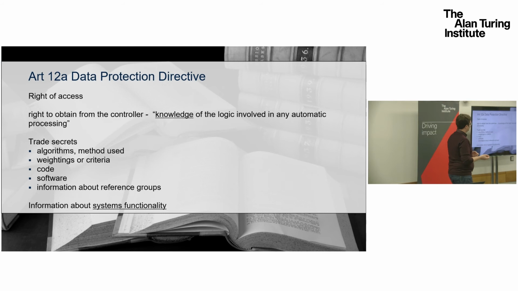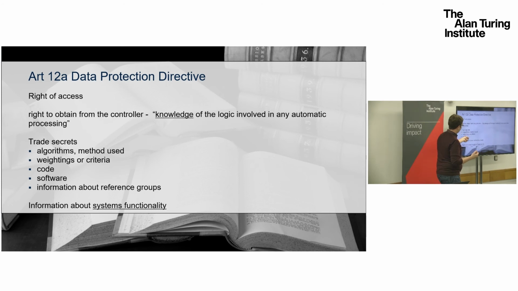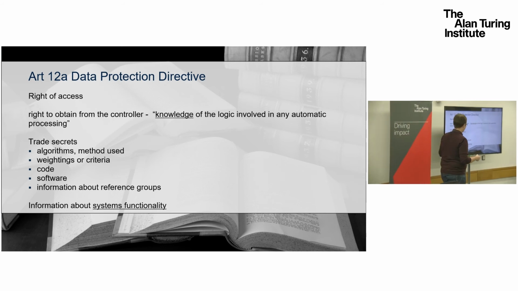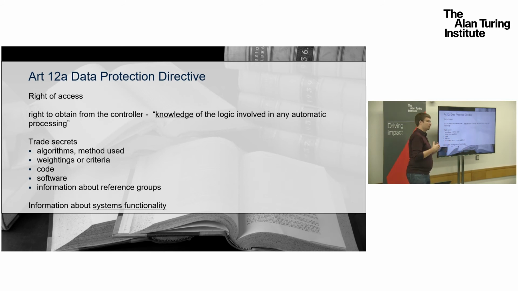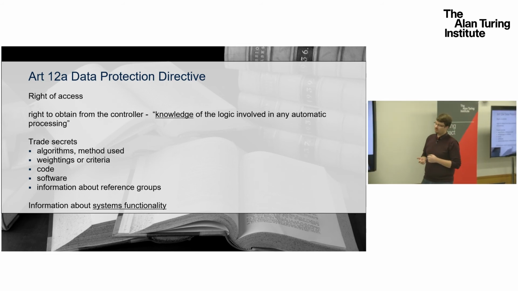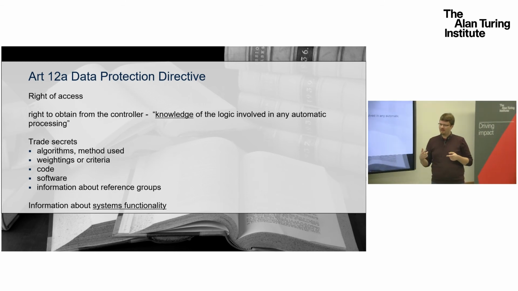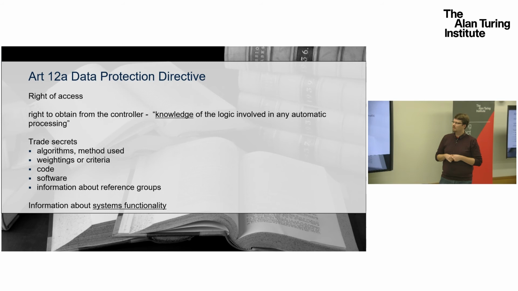And basically what the jurisprudence has decided is that what this right means, and you have a similar right in the GDPR, is that you get this system functionality overview. You don't get to know about the algorithm or the method used, the code. You don't have access to the software itself. You don't get to know about the weightings or criteria. You don't get any information about reference groups that are used. It's just this very broad overview. You get very little access to anything that could be perceived as a trade secret. And that's something that we've had for over 20 years now. It hasn't been greatly influential. And to be honest, it's just coming back into the public eye because suddenly we're concerned about algorithmic systems.